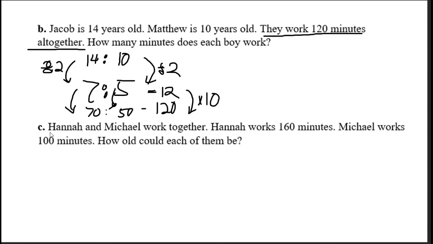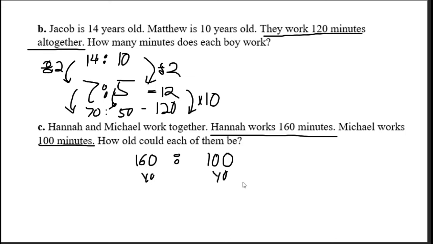And finally, Michael and Hannah work together. Hannah works 160, Michael works 100. Once again, 160 to 100. And now we're not talking about the years. We start off with the minutes. We can say, how old could each of them be? One possible answer is 160 years old and 100 years old, but that's pretty unrealistic.